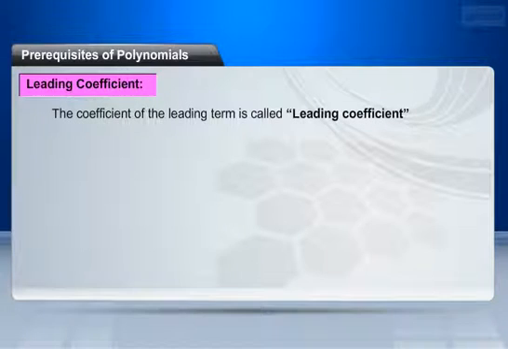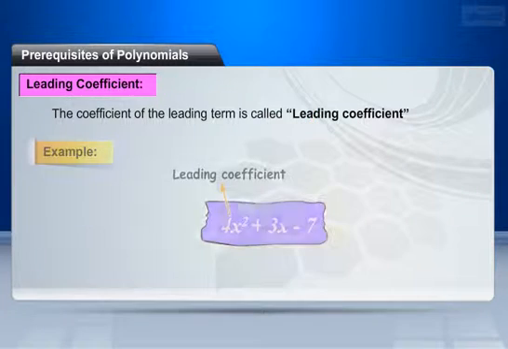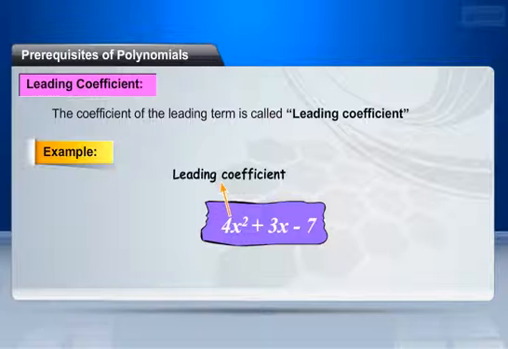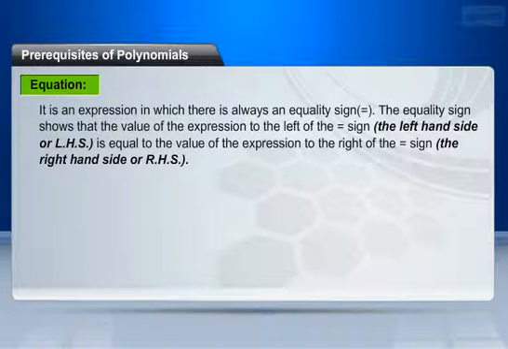Now we shall see leading coefficient. The coefficient of the leading term is called leading coefficient. What is leading term? The term with the biggest or highest exponent is called the leading term. Let's see an example on leading coefficient. In the equation 4x squared plus 3x minus 7, 4 is the leading coefficient, because it has the highest exponent or power.